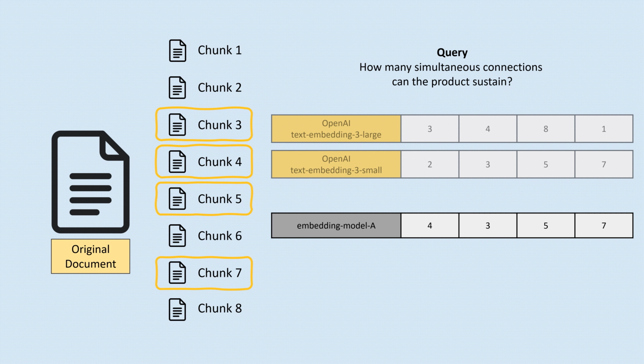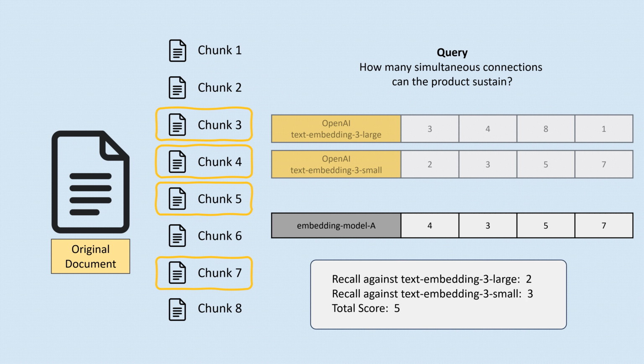So, how did embedding model A perform? It could retrieve two of the same chunks as OpenAI's text-embedding-3-large. So, its recall with respect to text-embedding-3-large is 2. On the other hand, it could retrieve three of the same chunks as OpenAI's text-embedding-3-small. So, its recall with respect to text-embedding-3-small is 3. Embedding model A's total score comes to 5.